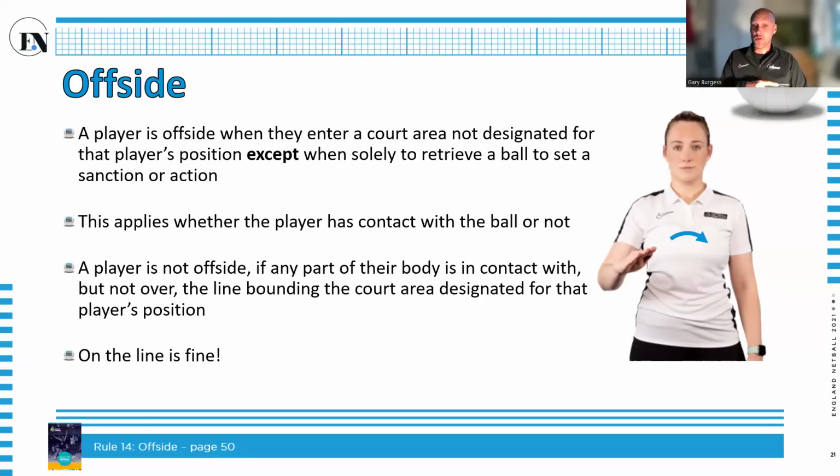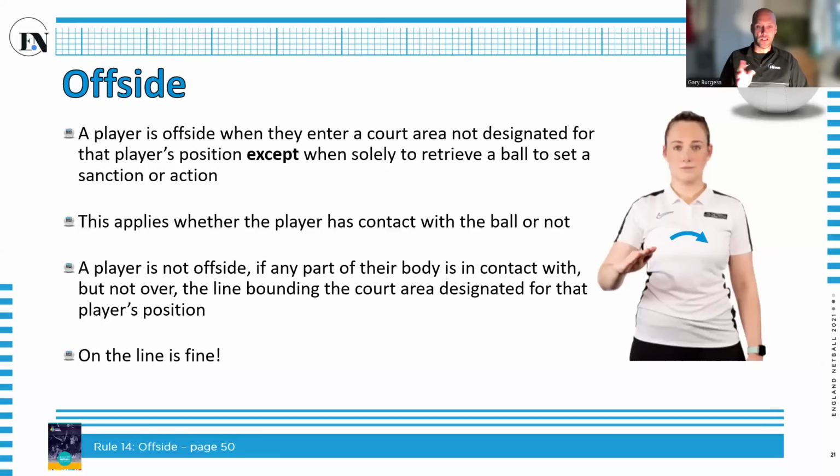Okay, so a player who goes into an offside area to retrieve the ball, who then subsequently passes it to another player to take the sanction, would ordinarily be penalised for offside. So you can only go either into the other goal third or into the goal circle if you are taking the sanction and it is deemed to be speeding up play.